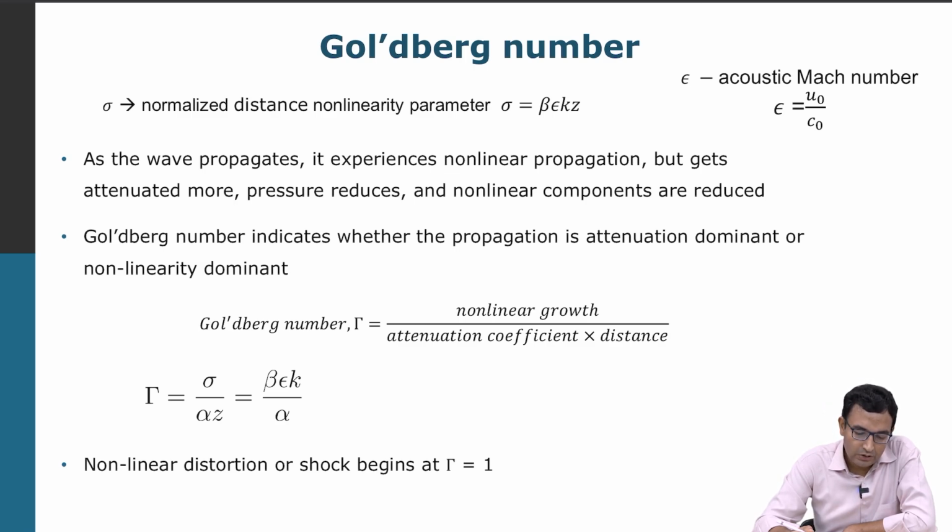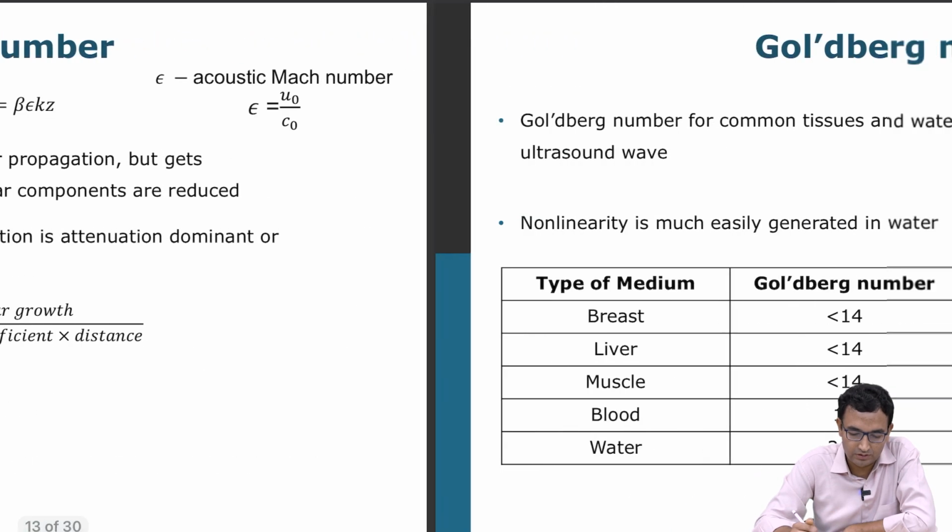So to understand whether or not a medium will show significant nonlinearity, a parameter called Gol'dberg's number was created, where it is a ratio of the nonlinearity growth term divided by attenuation coefficient times distance. So sigma divided by alpha z, and as you know what sigma is, you can get this form. Now when this Gol'dberg number becomes 1, then you start getting shock or nonlinear distortion.